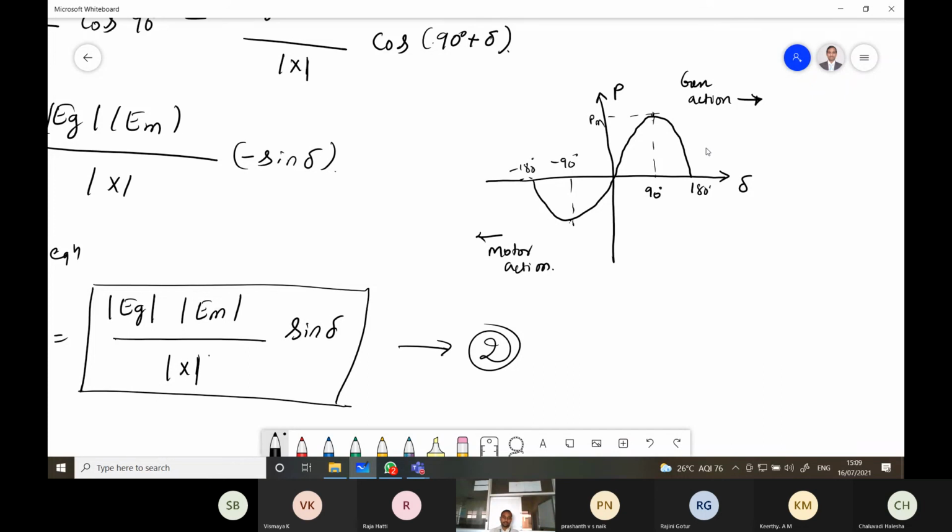In this case, if delta is up to 90 degrees, it is the stable region. The system will be stable up to delta of 90 degrees. Beyond 90 degrees, it is the unstable region. Here also unstable; the motor is unstable here, from 90 to 180 degrees. Right? So this is called the power angle curve.